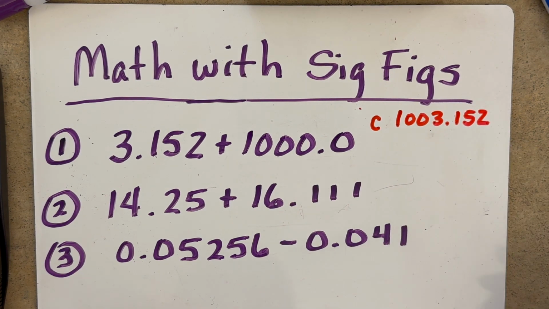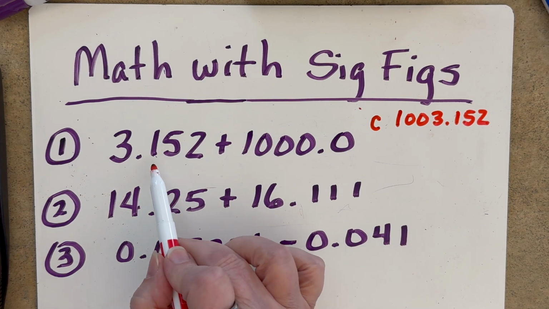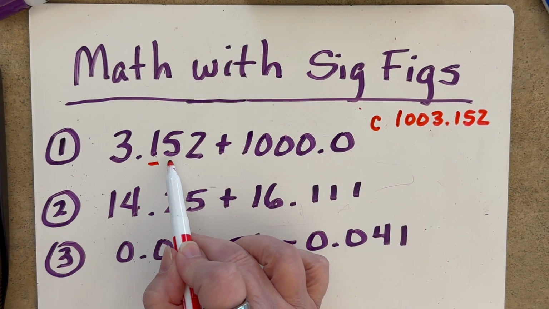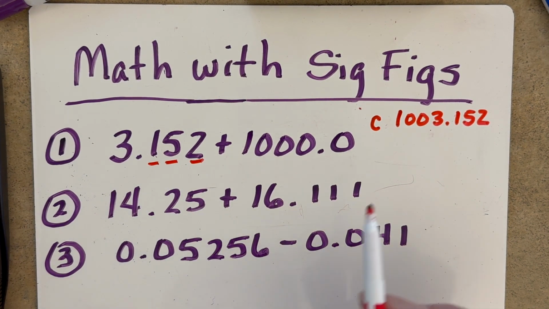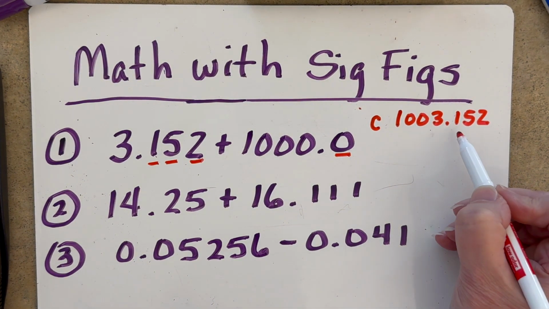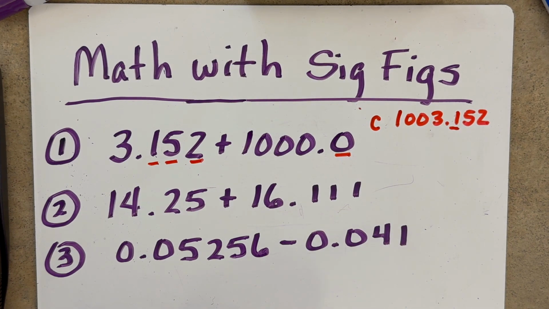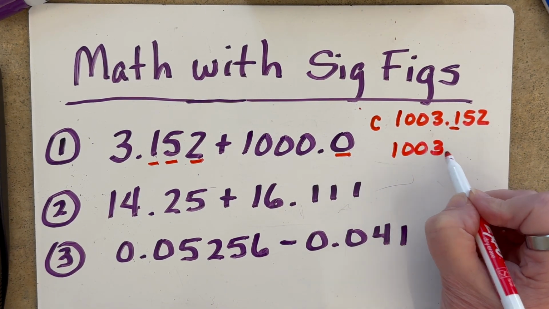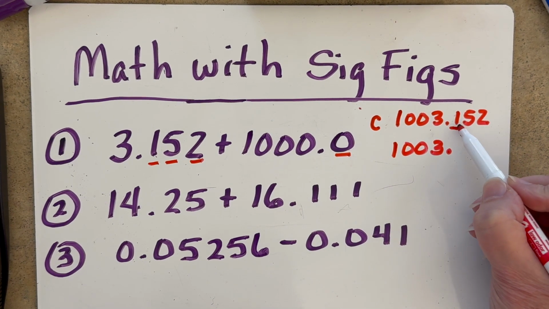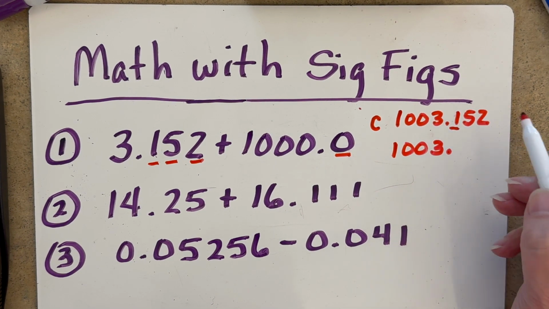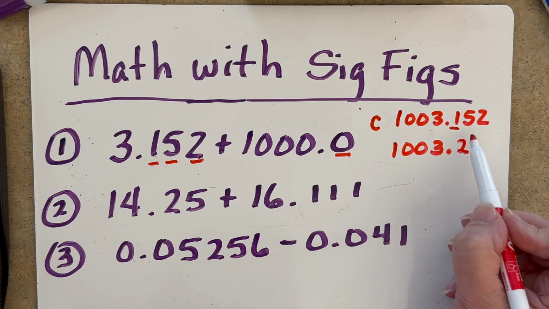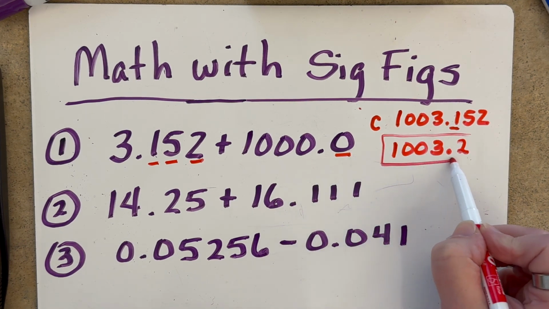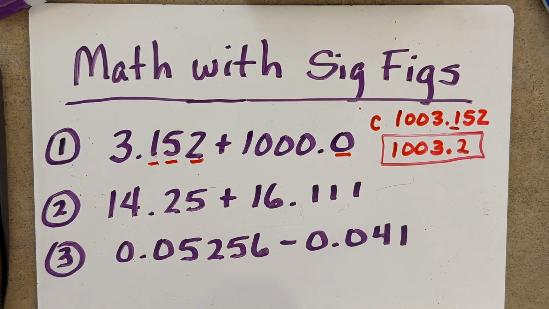1,003.152. Now we ignore everything to the left of the decimal. We just want to see how many we're going to keep. We have 1, 2, 3 here. We have 1 digit here. So that means we're only going to keep this one. So 1003 point. Now it's a 1, but since this is a 5, we round up to 2, and that's our final answer to the correct number of sig figs.